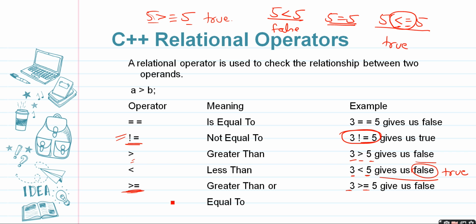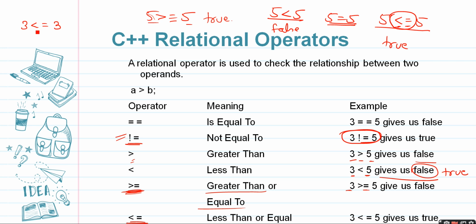Next we have greater than or equal to. Then we have the same as greater than or equal to, with less than or equals to. 3 is less than or equals to 3. It is not less than, but it is equal. So if one of the conditions is true, it is going to return true.